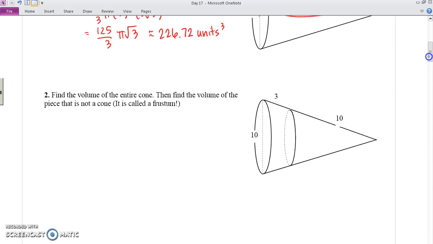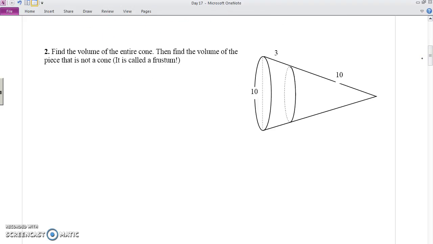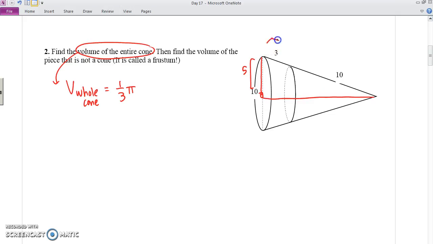For the next problem, I've given you most of the instructions. You have to find the volume of the entire cone, so let's do that. The radius is 5. And the height, when you do Pythagorean theorem, is 13. So big H here is not 13, I'm sorry, it's 12. So 1/3 pi r squared.